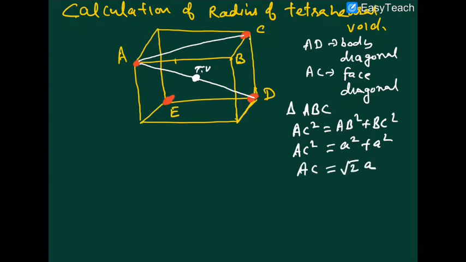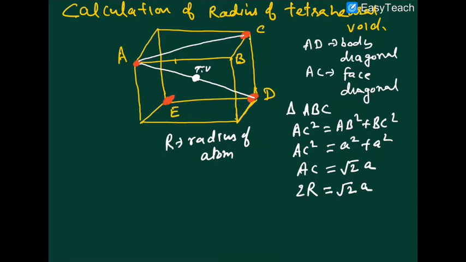Okay, now what does AD represent? You can see that AC represents twice R, because A and C are two atoms touching each other. So it represents 2R, where capital R represents the radius of the atom forming the lattice. Okay, it is root 2a.